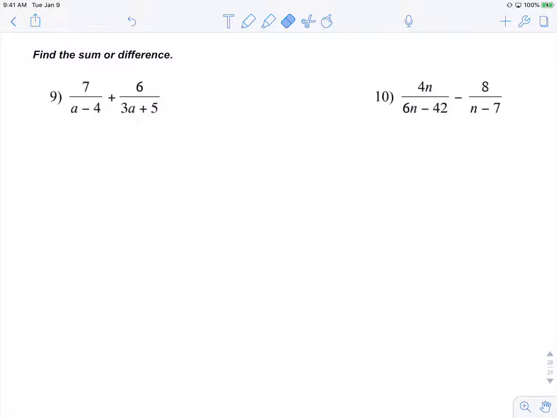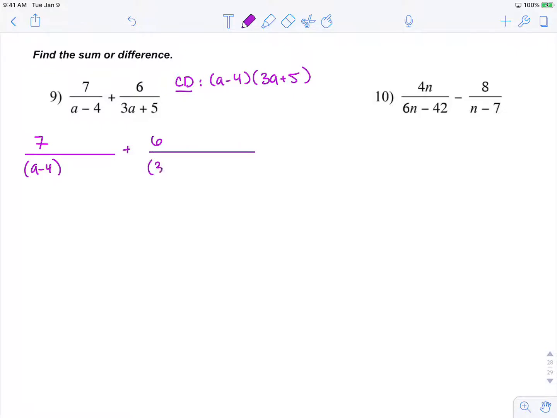Here we want to find the sum or difference, but we have uncommon denominators, so we need to find our common denominator. For these first two, they're totally different, so we just multiply those two to make our common denominator. So now I'm going to give myself a little space to show how we will change these denominators.